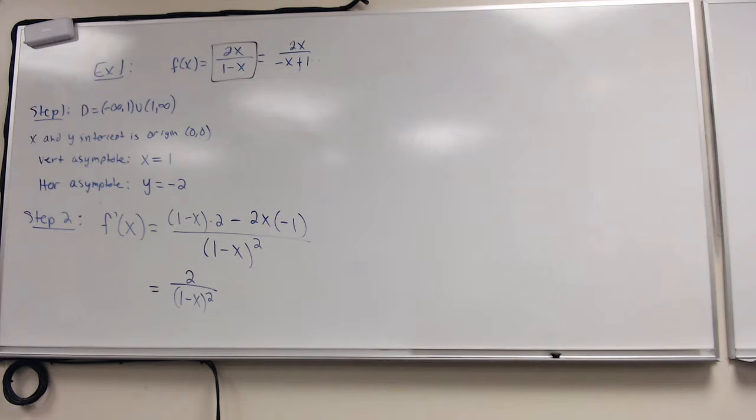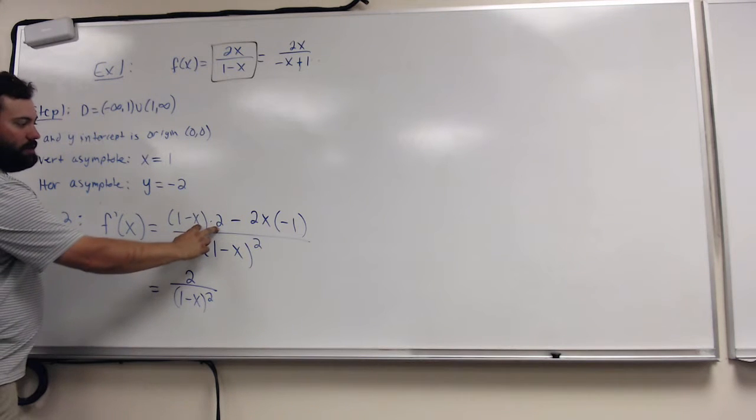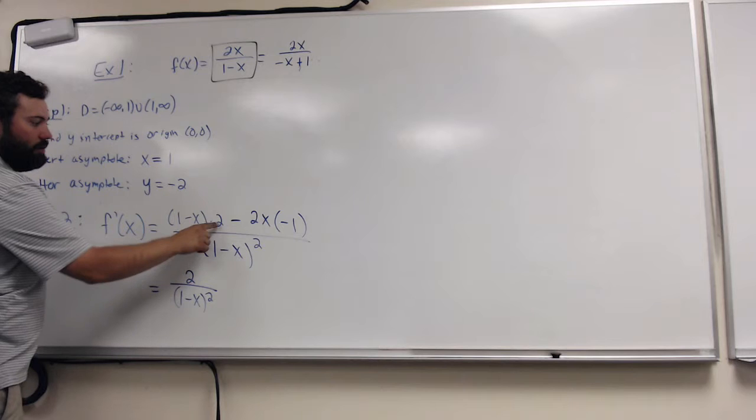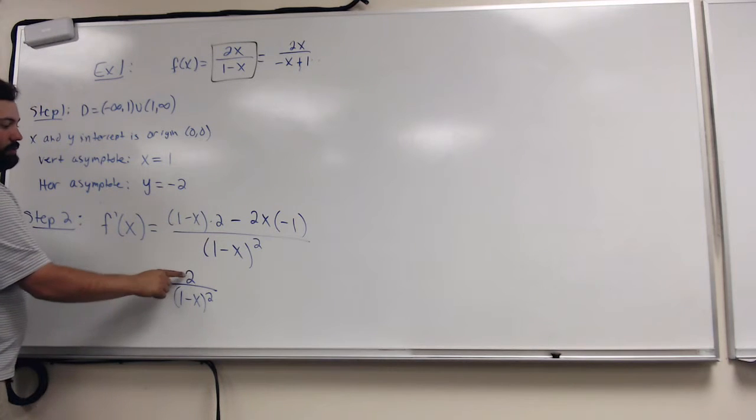You can multiply things out, combine like terms. You'll just get positive 2. Does everyone see that? Because again, I'm getting a minus 2x plus 2x, that's 0, and then all that's left over is 2 times 1, which is 2.